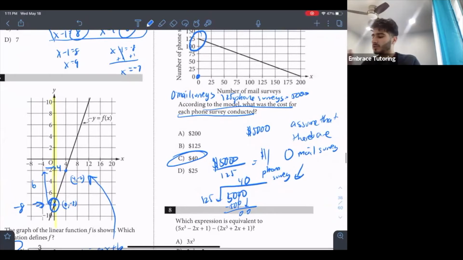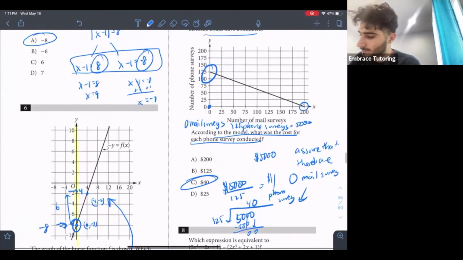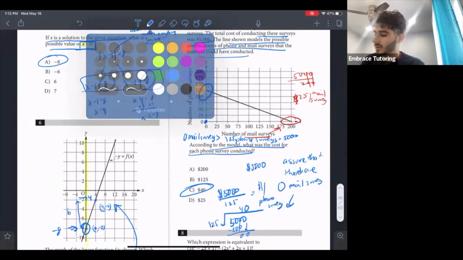Now let's say they were asking for the cost of each mail survey. You would start at 200 mail surveys. Then it would be 5,000 divided by 200, and then you would cancel the zeros, and you get $25 per survey. Okay, so that's how you would do that question.